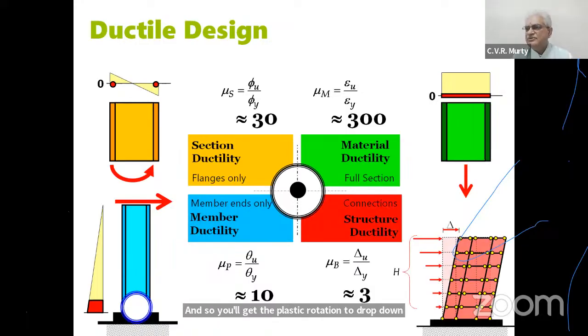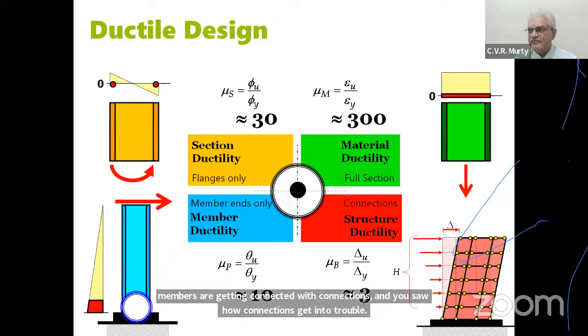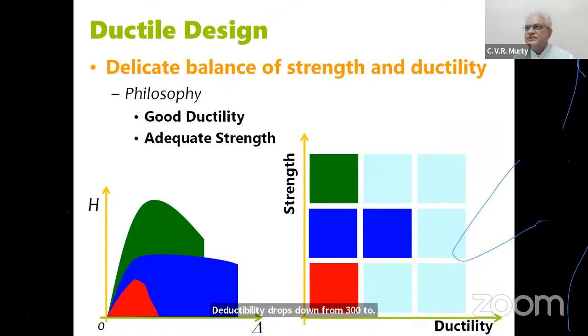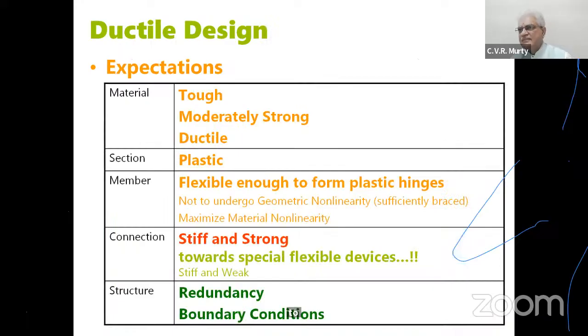But then when you do the structure ductility, where all these members are getting connected with connections, and you saw how connections get into trouble, the ductility drops down from 300 to 3, right? So we need a delicate balance between strength and ductility, and very high strength and very high flexibility are not acceptable to us. Very high ductility is not achievable. Only moderate ductility is achievable.